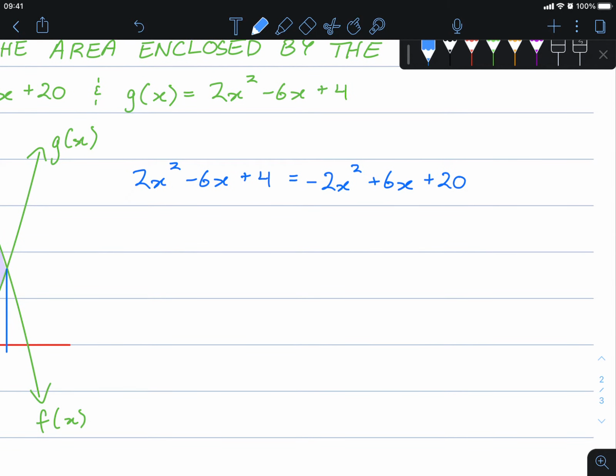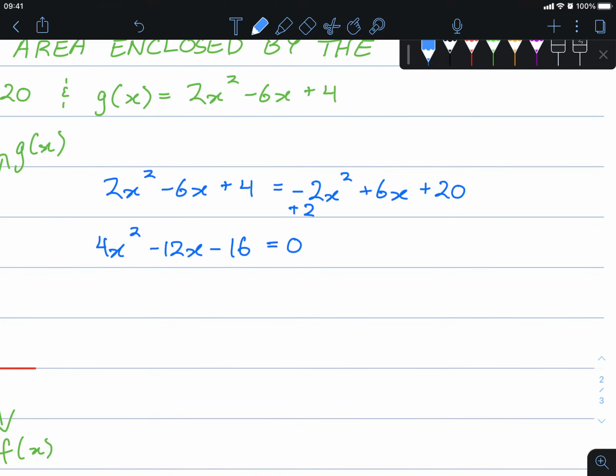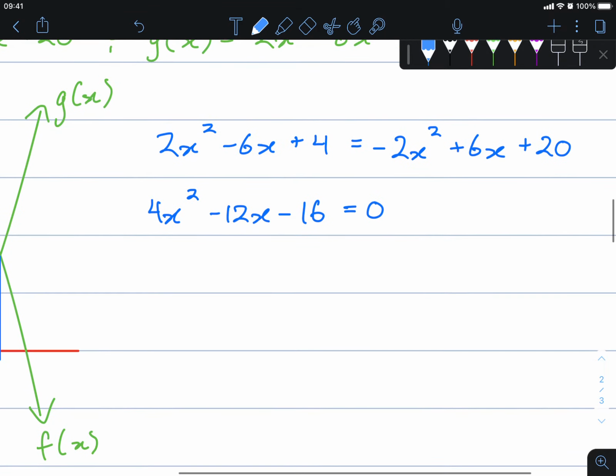Solving this, moving everything to one side, 2x squared plus 2x squared, 4x squared, subtracting 6x from here, so we get negative 12x. 4 take away 20 is negative 16 equals 0. Just double checking that. Plus 2x, we get 4. Negative 6 take away 6, negative 12. 4 take away 20 is negative 16, and there we go.